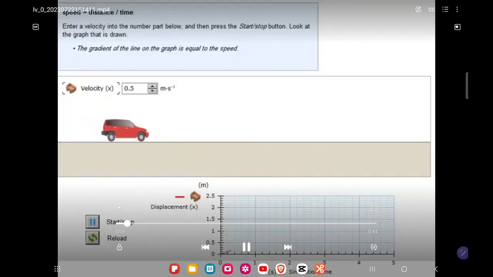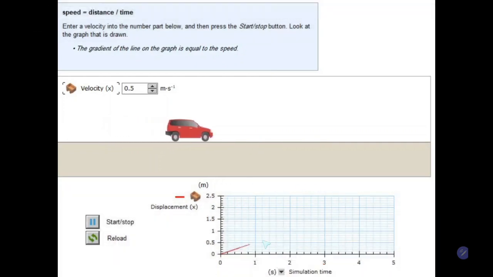In this model, a car is moving along the x-axis, and the graph here represents the displacement versus the time. So the slope of this line represents the average velocity. If we pick two points from the displacement and divide them by two points from the time interval, we will get, in this case, 0.5.